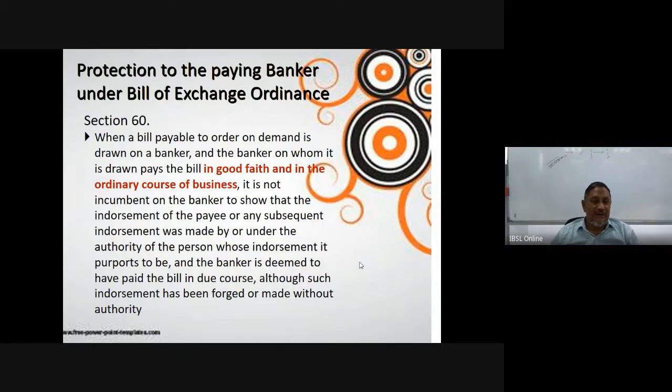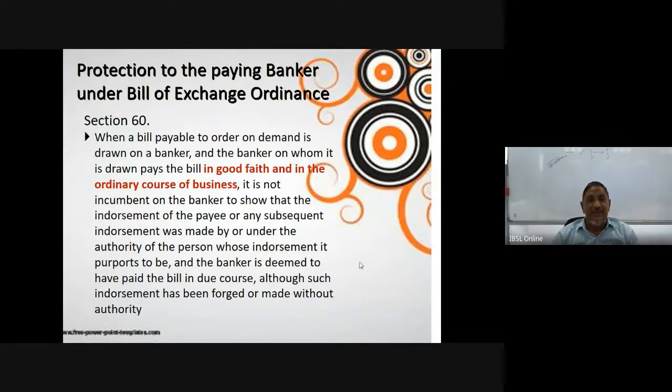We'll take a small case. One of your customers brings a check after closing the bank. That's after 3 o'clock, say about 4 o'clock. He brings a check to deposit to his account, and it's a transfer check. It's a same-bank check, because the drawer issues the check on the same bank where the depositor also banks.